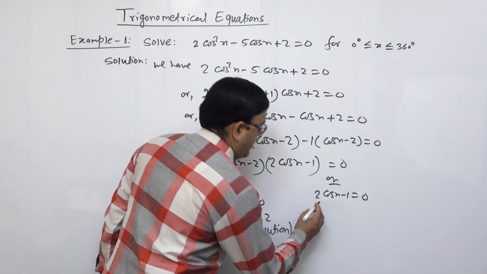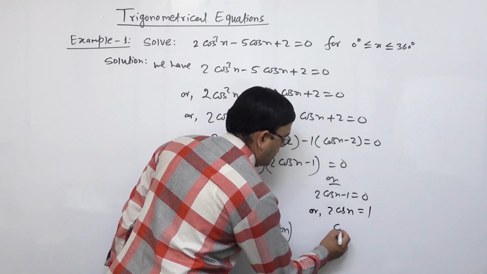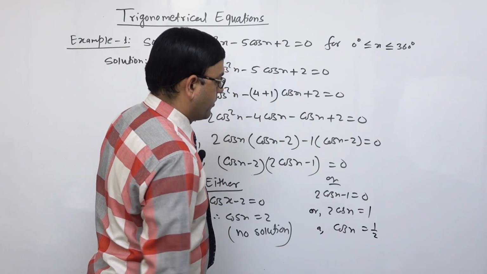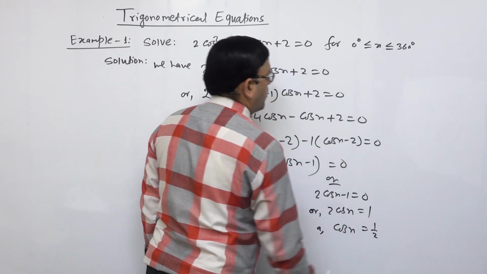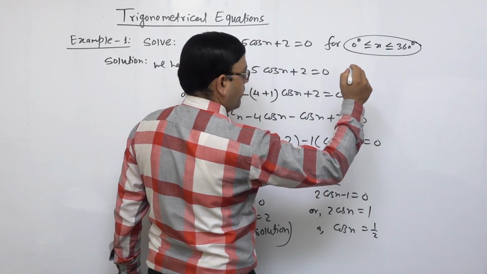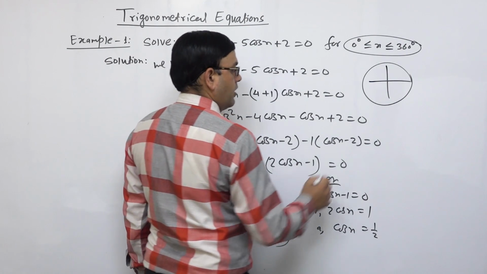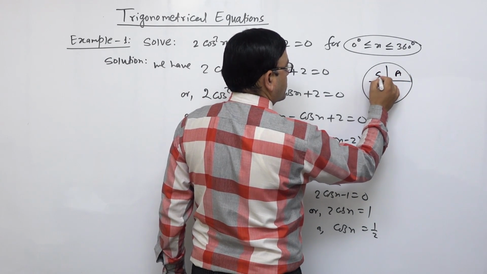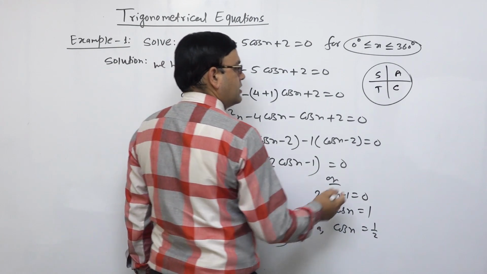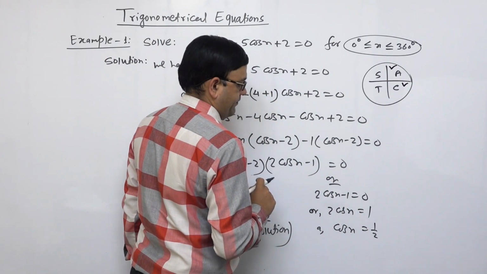So on the other side we can write 2 cos x is equal to 1. So cos x is equal to 1 by 2. So the value of cos x here is 1 by 2, and our range is up to 360 degree. So if we check this way, here is the ASTC rule, we can remember like this. So here cos is positive in the fourth quadrant and the first quadrant only.